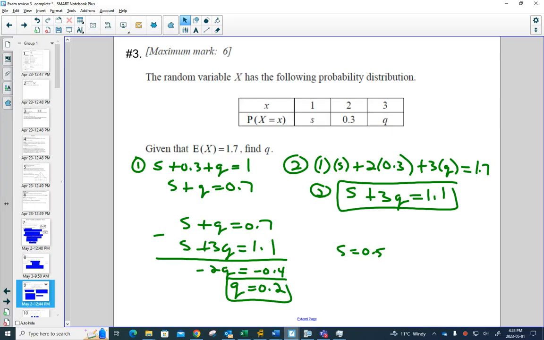So in a question like this, where there are two things that you don't know, it's probably going to be a systems of equations question. What do you have to do for a systems of equations question? You need to find two different equations. So you had to use the fact that you knew this added up to 1 and the fact that it gave you the expected value to solve.